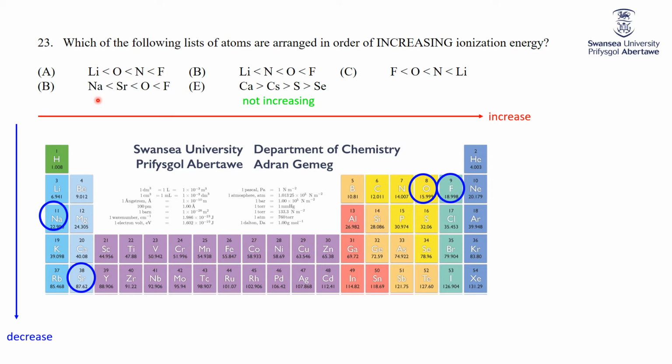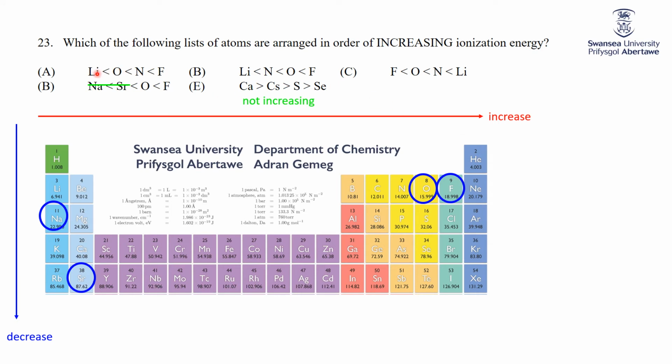Now let's look at sodium, strontium, oxygen, fluorine. We'll work backwards here. What I would definitely say here is strontium is really low down, so that's probably the smallest. Then it would go sodium, then oxygen, fluorine. So I would say that the sodium, strontium order is messed up.